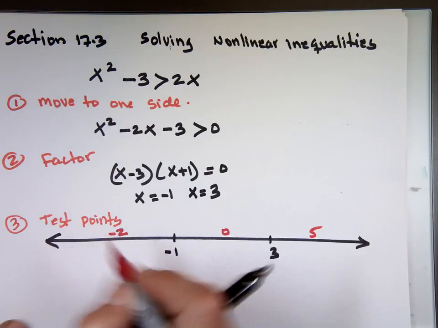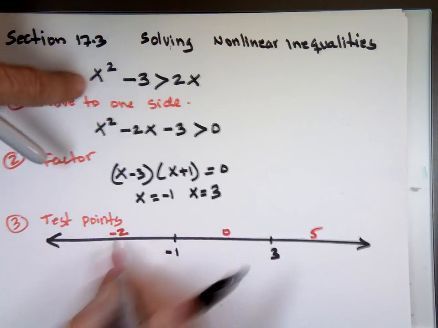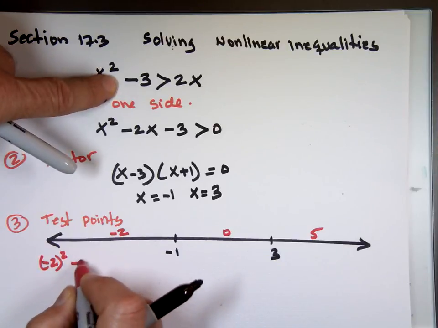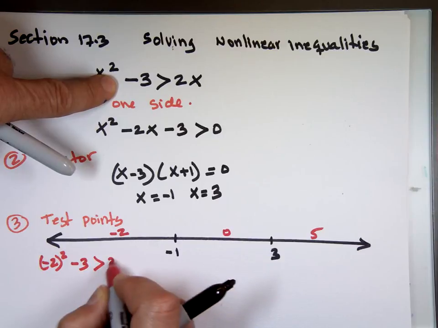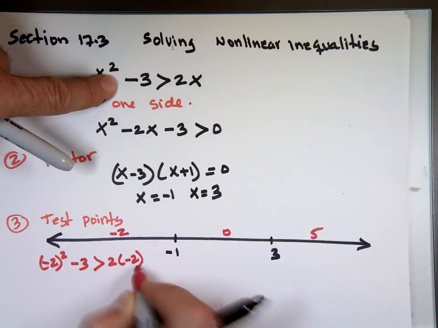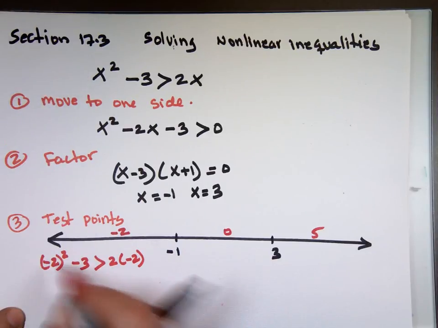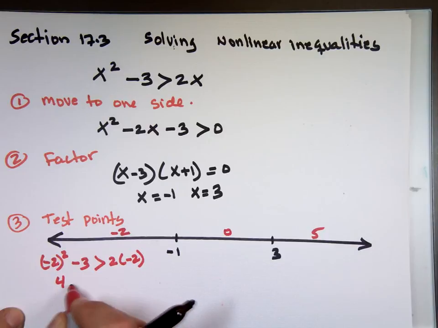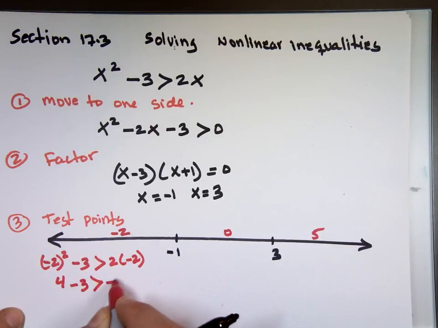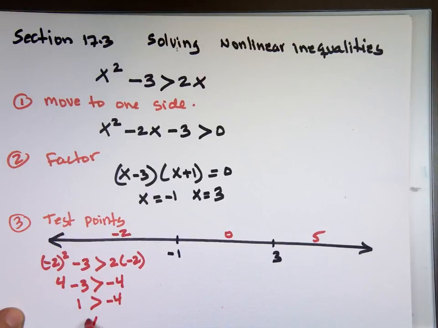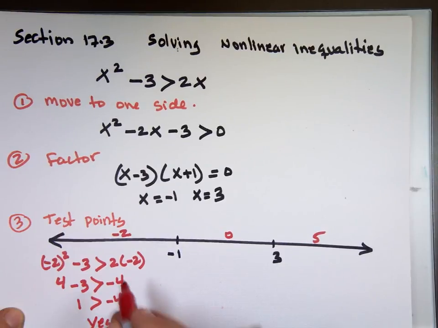Let's test them. Here's the minus 2. Is minus 2 squared minus 3 bigger than 2 times minus 2? I'm going back to the original problem. Testing it right there. What's minus 2 squared? 4. Is 4 minus 3 bigger than negative 4? Yes. Is 1 bigger than negative 4? Yes. That says this point is a solution.